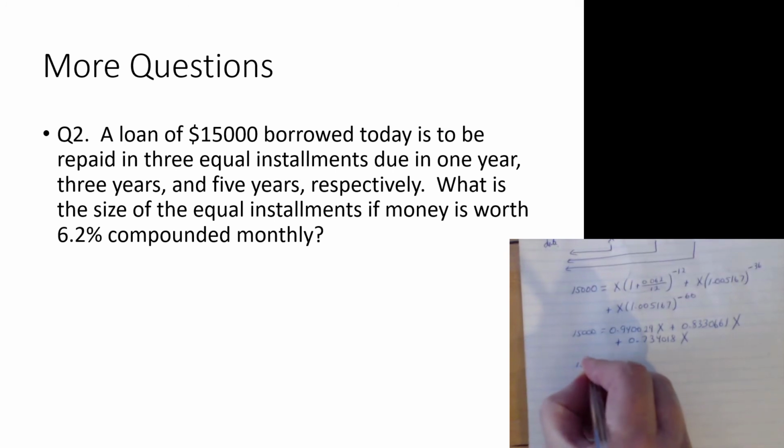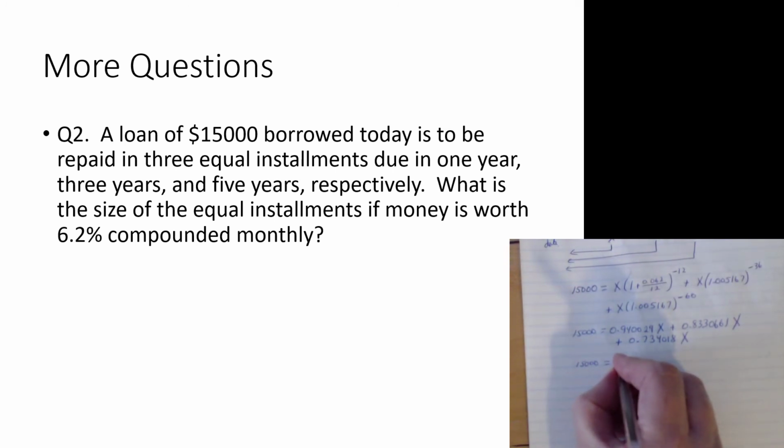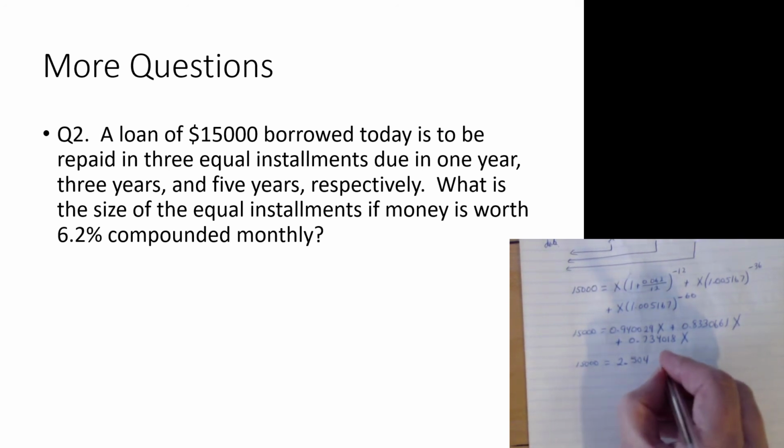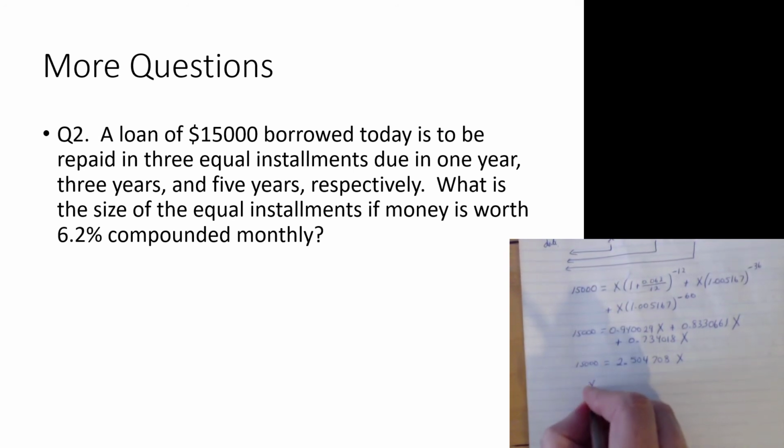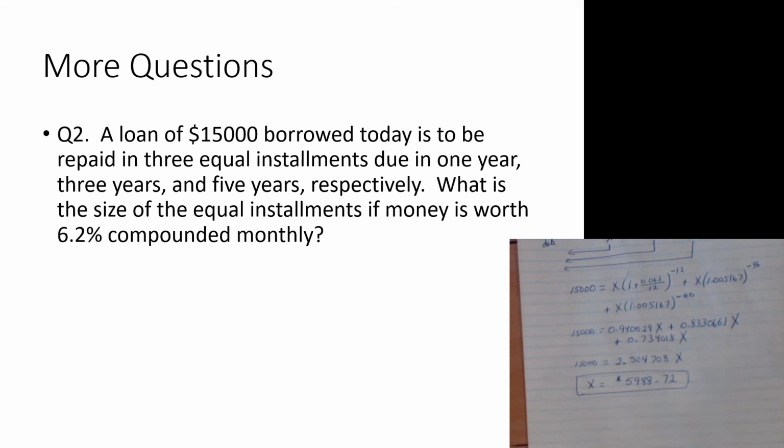So let's go and we get the 15,000, gather up all our X's, and we add all those coefficients together. I get 2.504708X. Divide both sides by 2.504708. Yikes, what a mouthful. And I get $5,988.72. So you're going to make 3 payments of $5,988.72, and that'll take care of this loan of $15,000 at an interest rate of 6.2% compounded monthly.